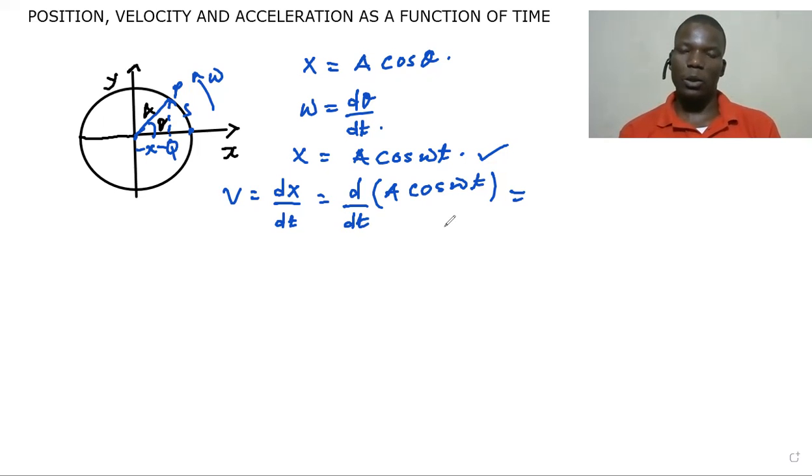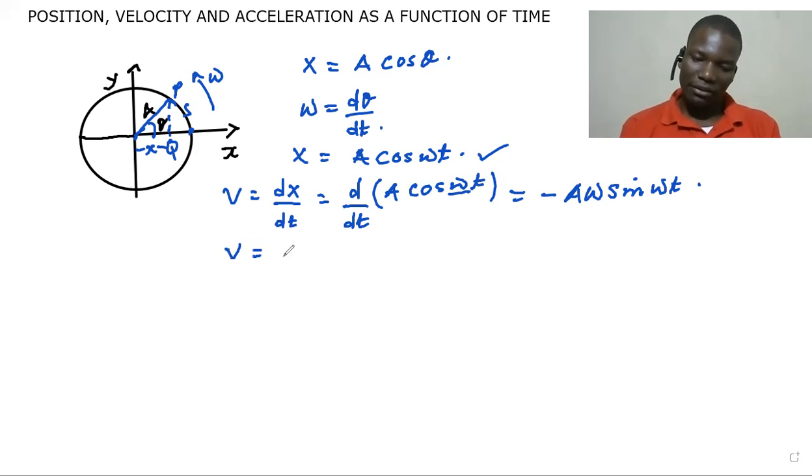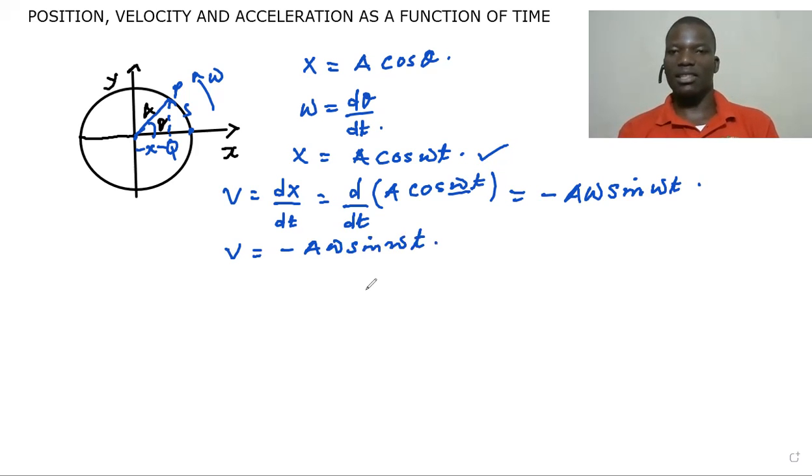Okay, the derivative of cos is negative sine, and once we differentiate with respect to time, we're going to have the angular speed. So we're going to have negative angular speed times sine theta. If you are lost, you can visit calculus and see how to differentiate. This is a trigonometric function, so you get the derivative. This is going to be our velocity.